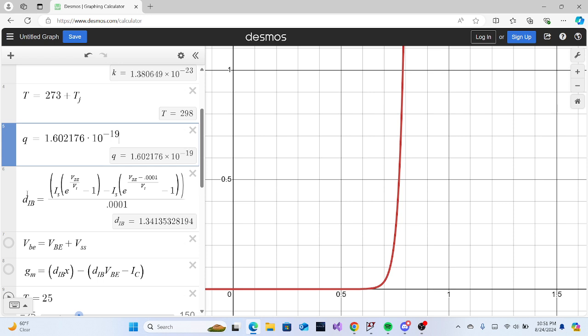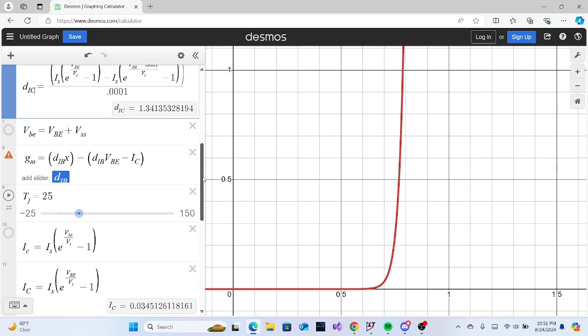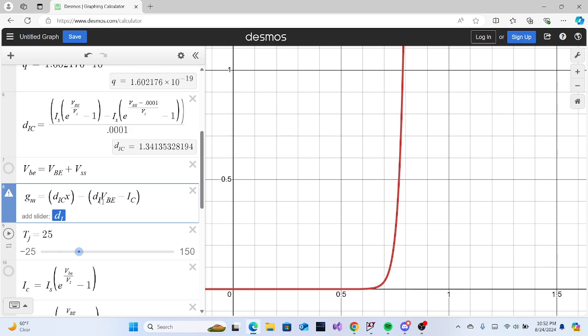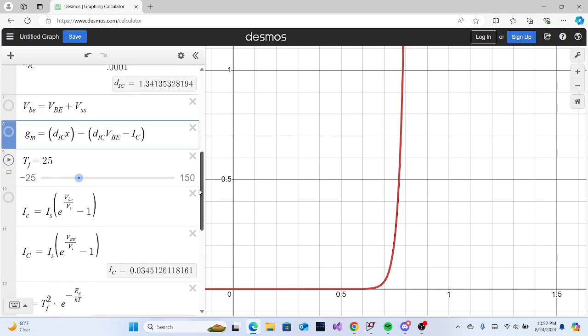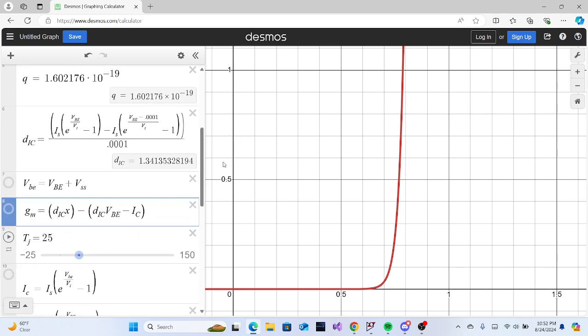This right here is dIB. So this is the change. This is the derivative of, actually, I need to change this to IC. This is the derivative of collector current whenever VBE is changing. So now I've got to go to all these places. Actually, maybe just here. Does it appear anywhere else? I don't think so. I think we're good.